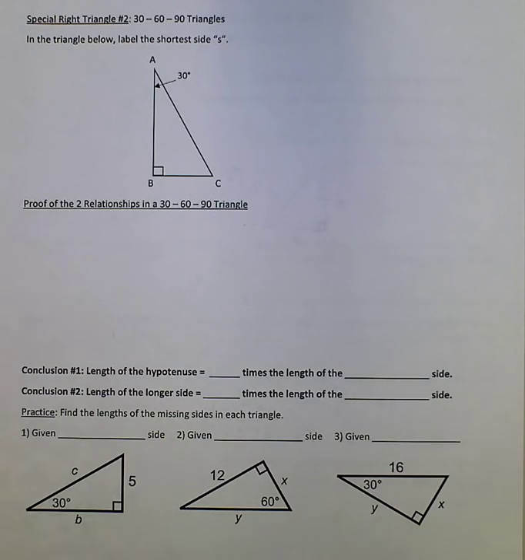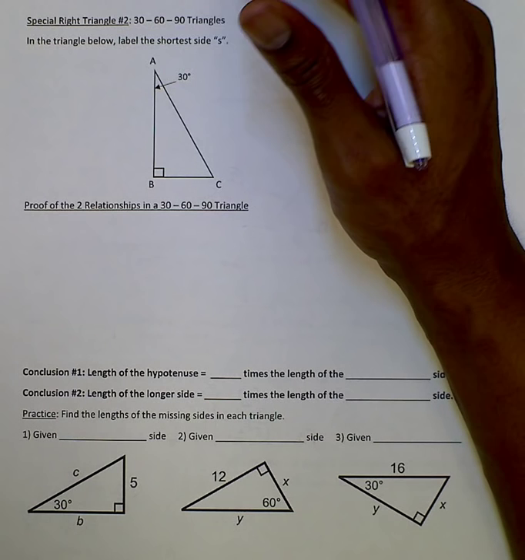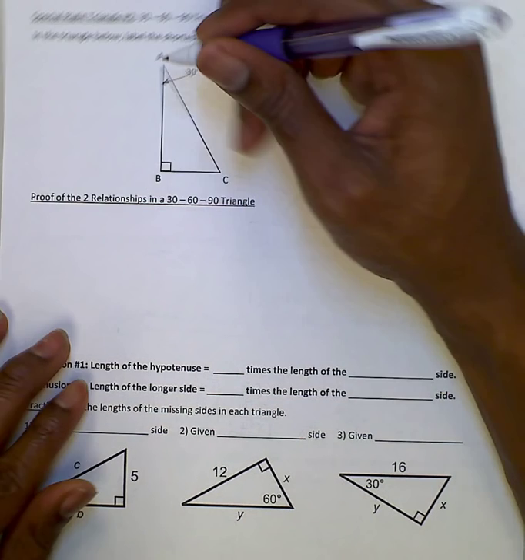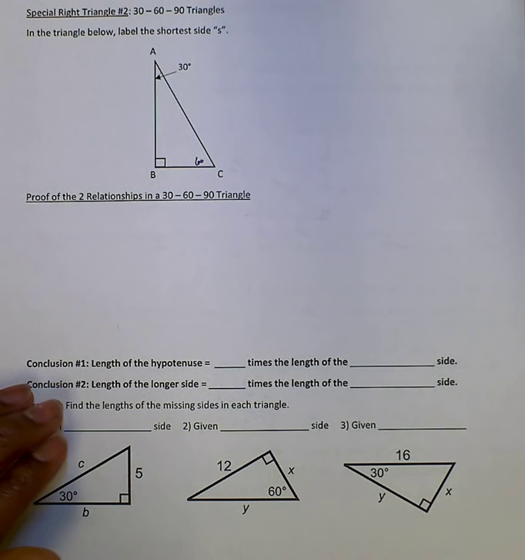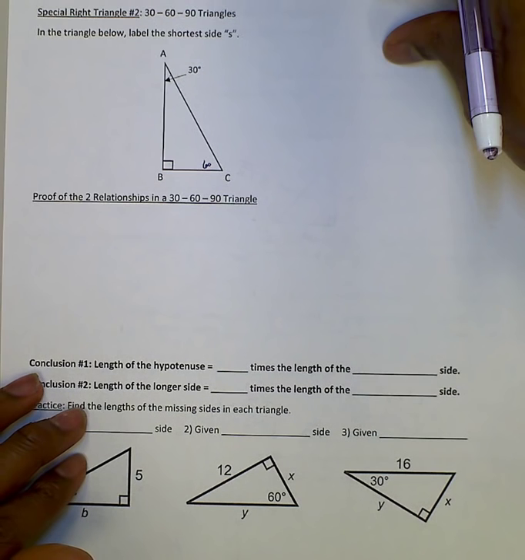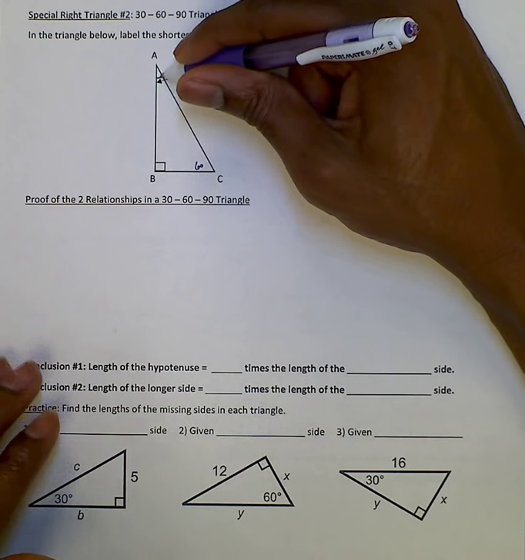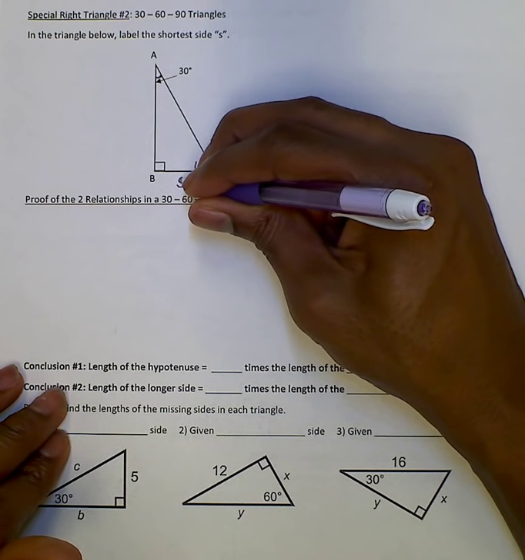All right, so they're asking us in this triangle to label the shortest side S. So first of all, how can we tell what the shortest side is outside of just looking at it and saying, oh, this is obviously the shortest side? Well, this angle is 30 degrees, this angle is 90 degrees, and this angle is 60 degrees. Remember that our longest side is always going to be opposite our longest angle. And the same logic, our shortest side is going to be opposite the shortest angle. So our smallest angle is 30 degrees, and its side would be here. Shortest side is S. We'll just call it S.